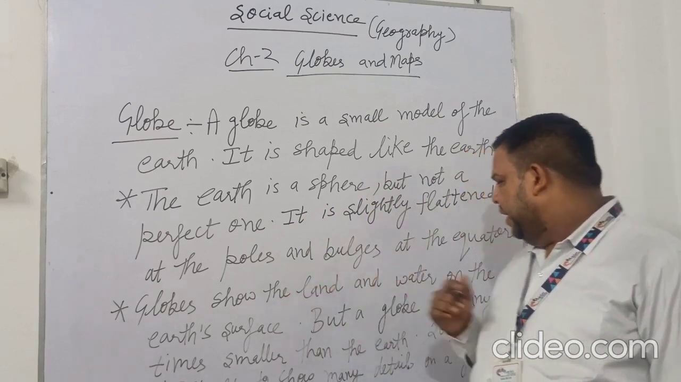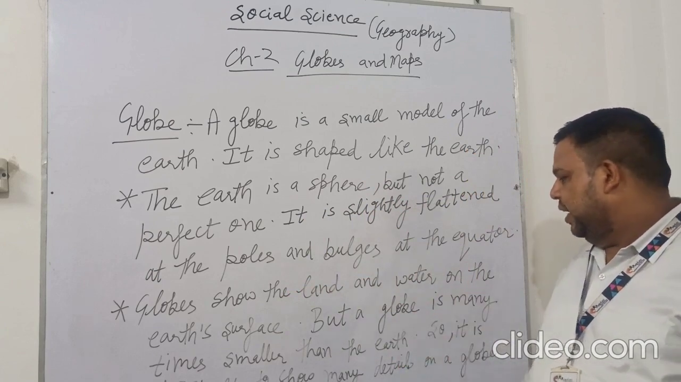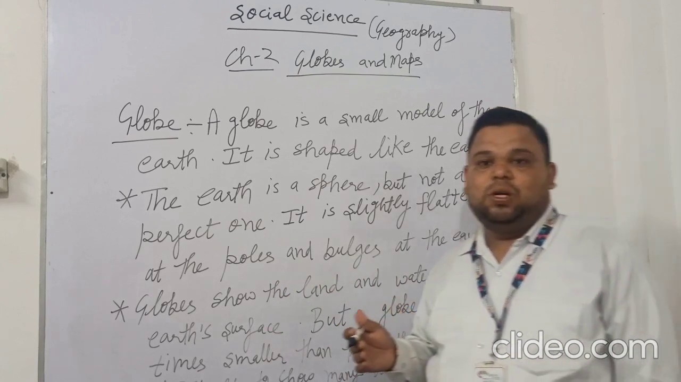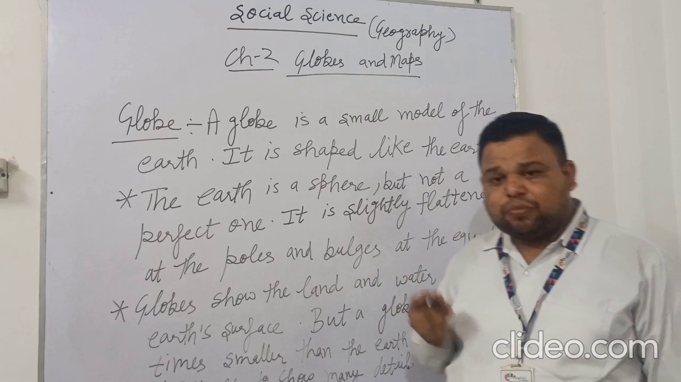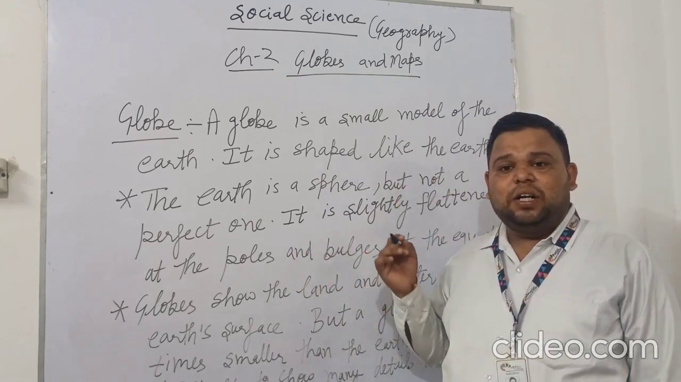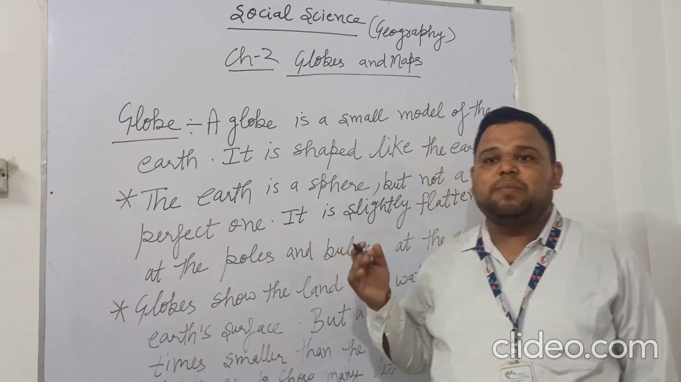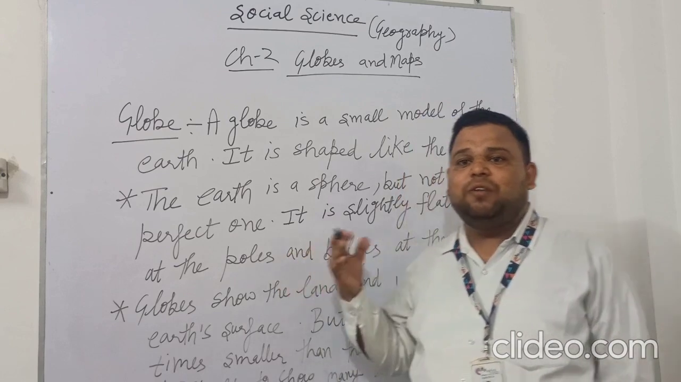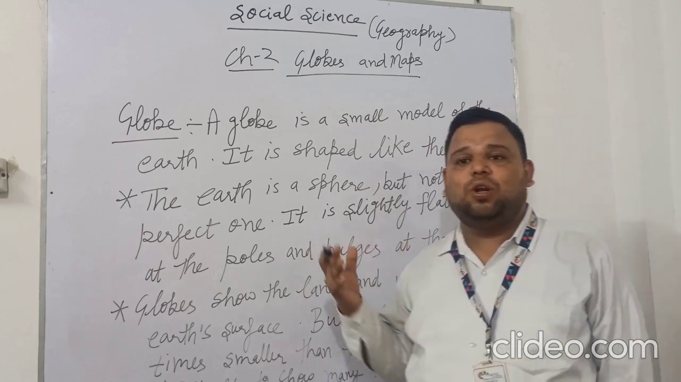Now, globes show the land and the water on the earth's surface, but a globe is many times smaller than the earth, so it is difficult to show many details on a globe. The larger the globe, the more detail it shows. Now the shape: a globe is a small three-dimensional model of the earth, and it shows the exact shape of the earth, spherical and slightly flattened at the poles and bulging at the equator. It is mounted on an axis, so it can be rotated freely, just like the earth. That is why the globe is called the true model of the earth.